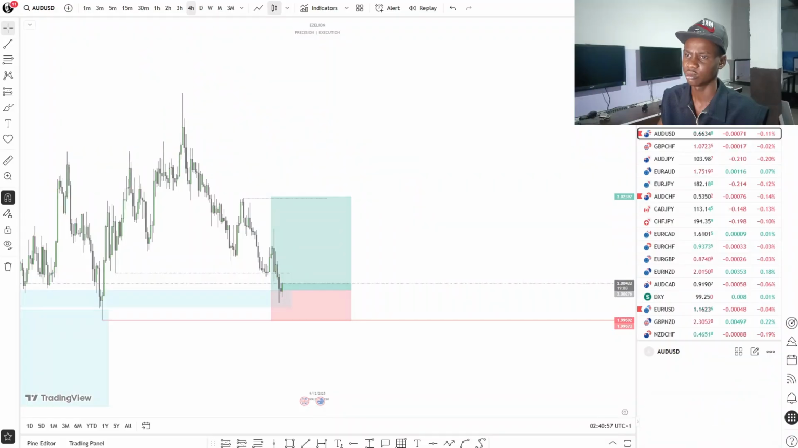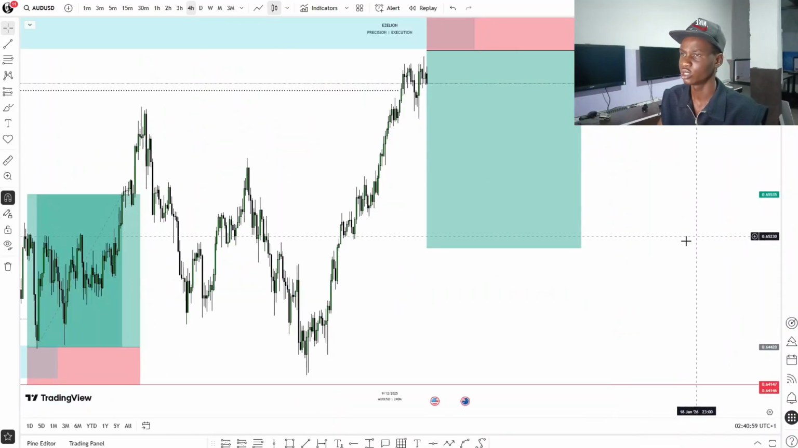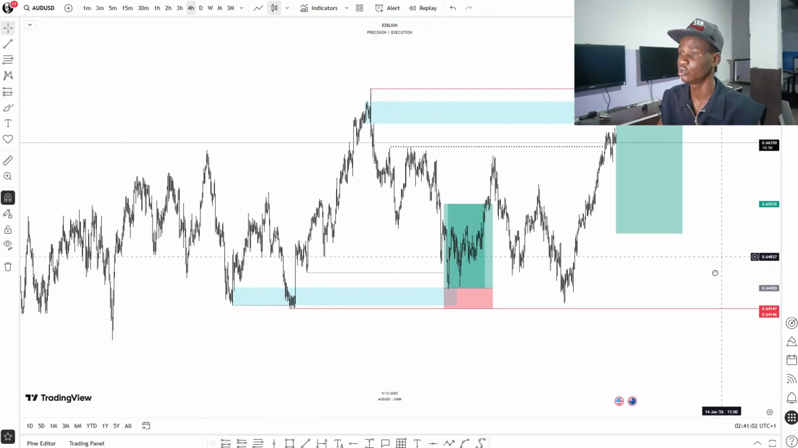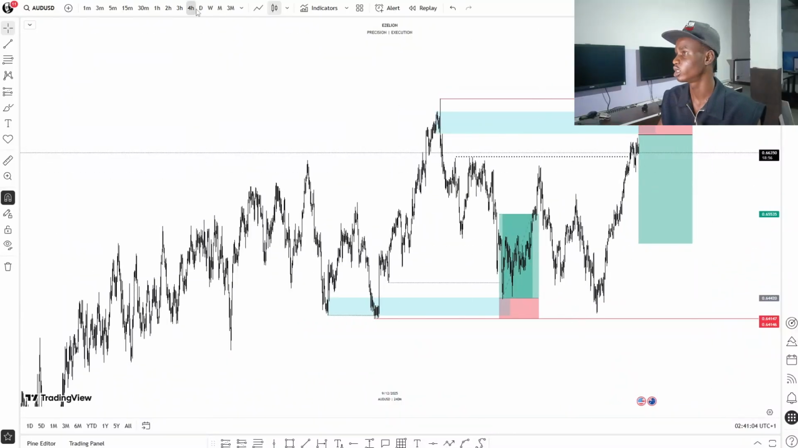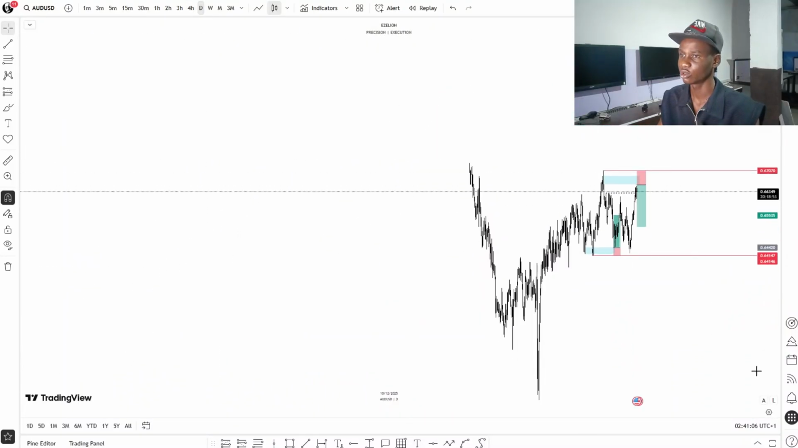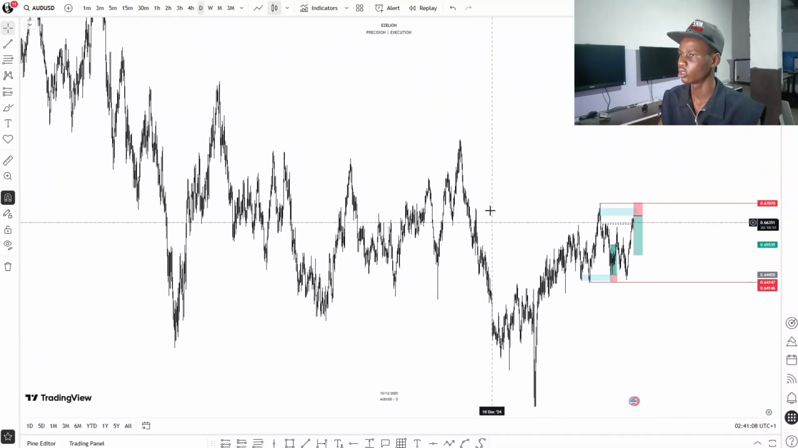But I analyzed a couple more trades. I think I had Euro USD. The next one is AUD USD. This one I'm looking to take. Now I don't really like this trade because of, okay, yeah. And what do we have here?